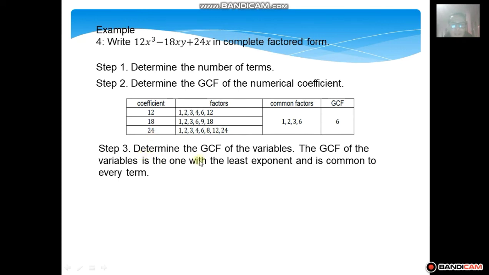Next step, determine the GCF of the variables. The GCF of the variables is the one with the least exponent and is common to every term. So these are the variables in each term. We have x and y. First, we will work with x. We will choose the one with the least exponent, so this is it, x. Then the next variable, we have y. Since y is not common, we do not have a GCF for y. So this is now the GCF of the variables.